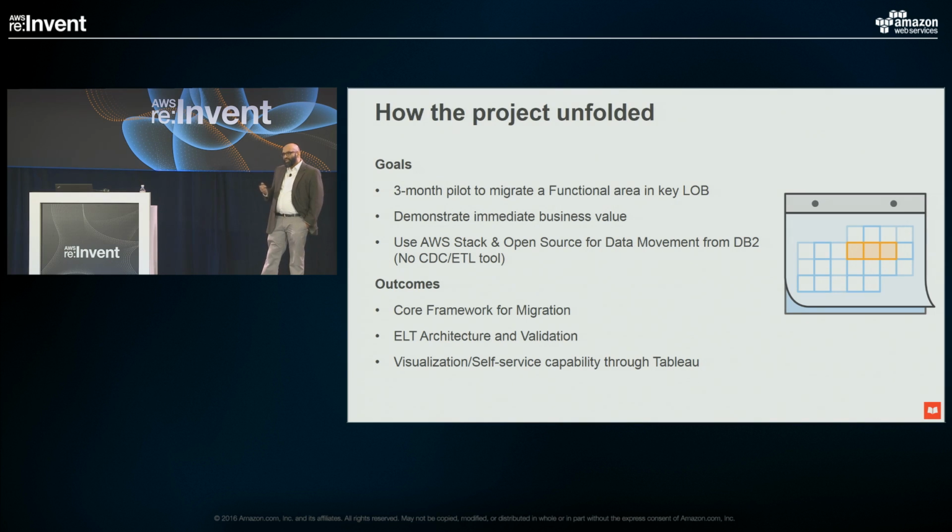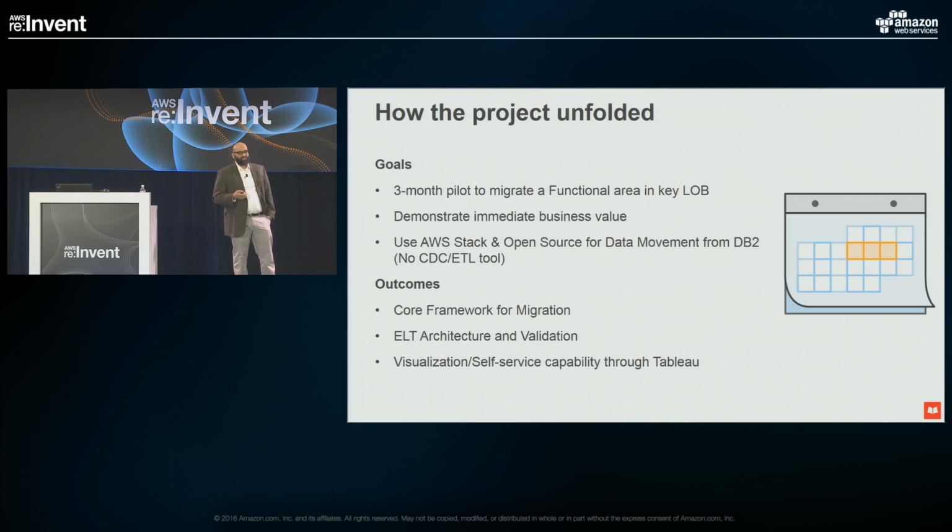We had to do a few key things, and one of the key things we wanted to do was demonstrate immediate business value. Not just that we could migrate the data, but that this could lead to additional insight that wasn't available before. We also made a key decision that we were not going to buy an ETL tool. We were not going to buy a CDC tool. We really wanted to see how far we could get with the native AWS data stack and open source. And today, when Werner announced Glue, I felt very vindicated in that decision.